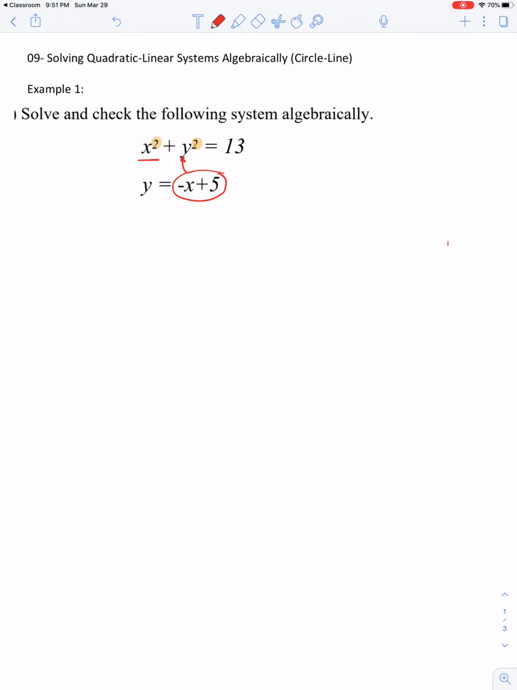So instead, I'm going to bring down the x squared plus, instead of y squared, I'm going to put what we have y is equal to, the negative x plus 5 squared, and then equals 13. So we've recopied this exact equation, except instead of the y, we put negative x plus 5. We still brought down that squared outside the parentheses so that it's the same as the original equation.